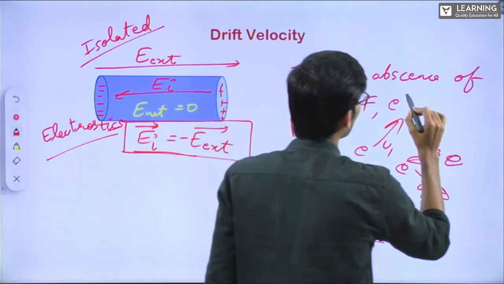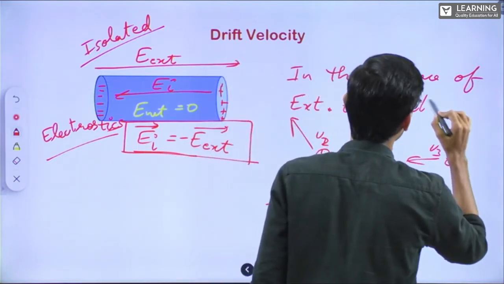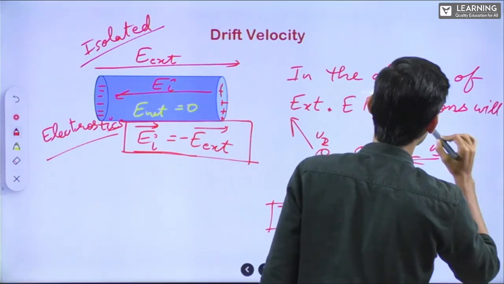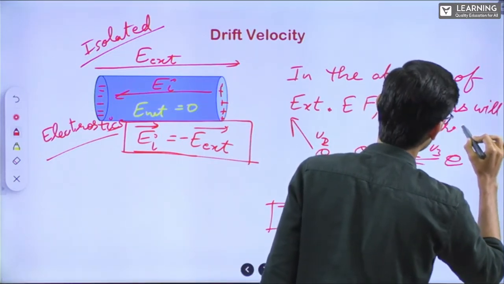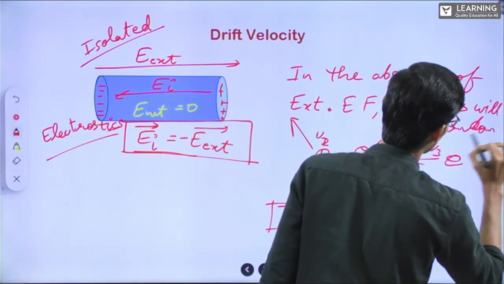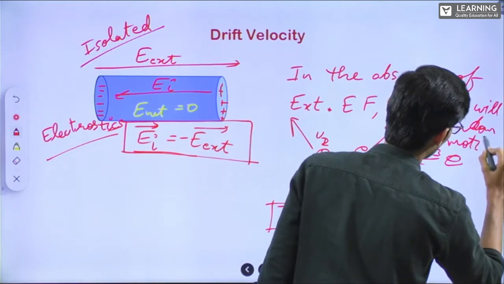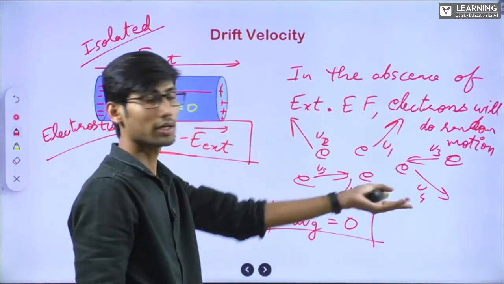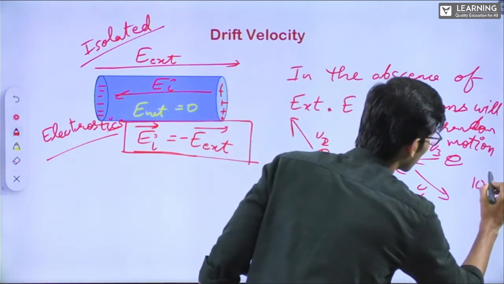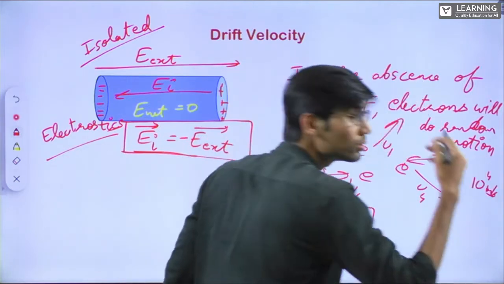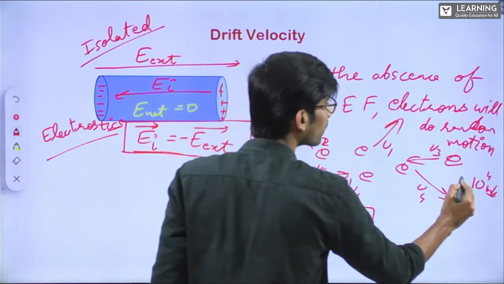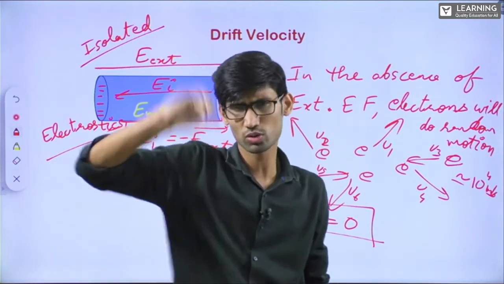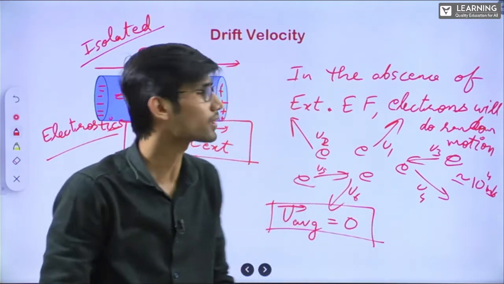Here the electrons will do random motion. The order of this velocity is around 10 power 4 to 10 power 5 meter per second. Very high speed they are moving. Like this they are moving inside that conductor.